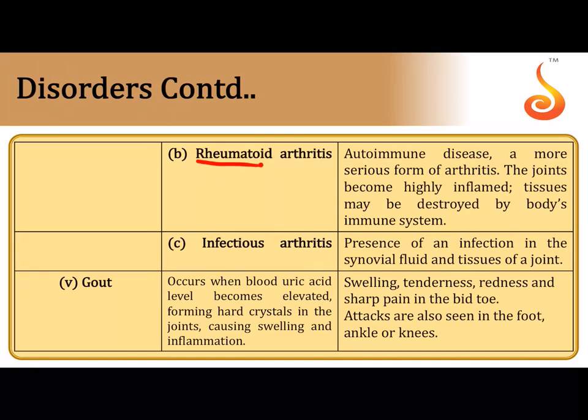Rheumatoid arthritis is again an autoimmune disease where your immune system itself produces antibodies which destroy the synovial membrane that is present in your joints. Infectious arthritis could be due to infection by any pathogenic agent.